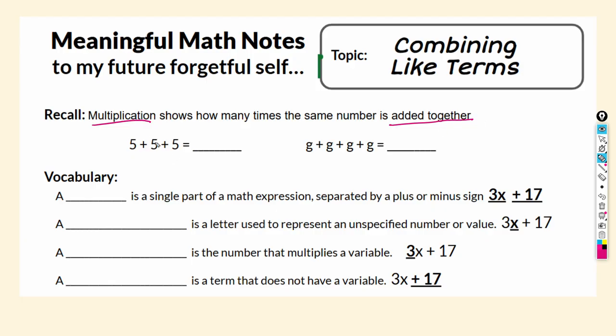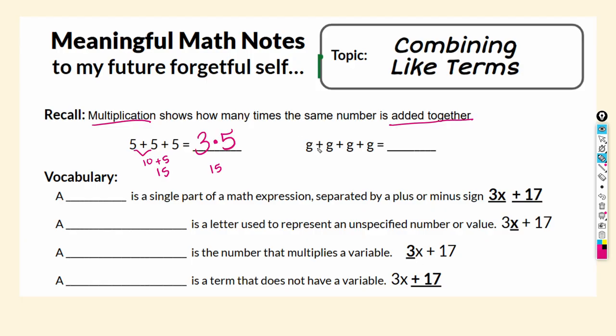So if I have 5 plus 5 plus 5, isn't that saying I have 3 groups of 5 or 3 times 5? Let's double check the math. This is 10 plus 5 is 15. Isn't 3 times 5 also 15? Yeah, so that proves that we're right.